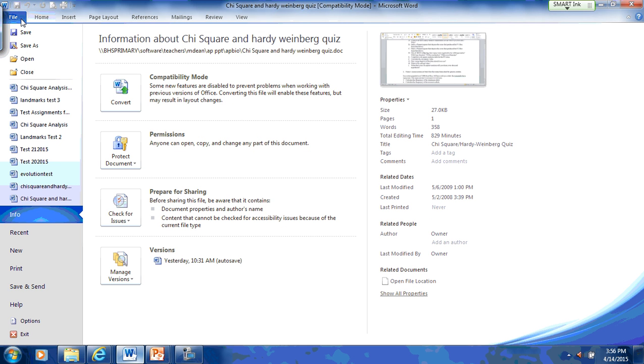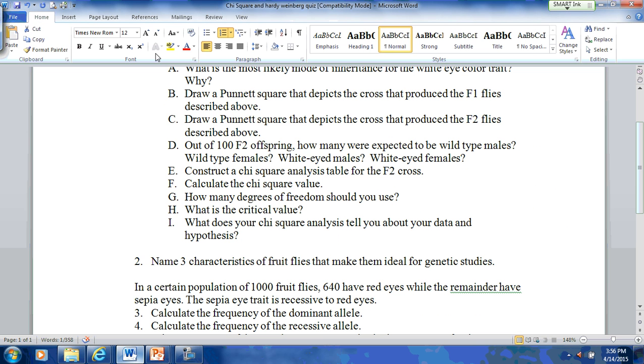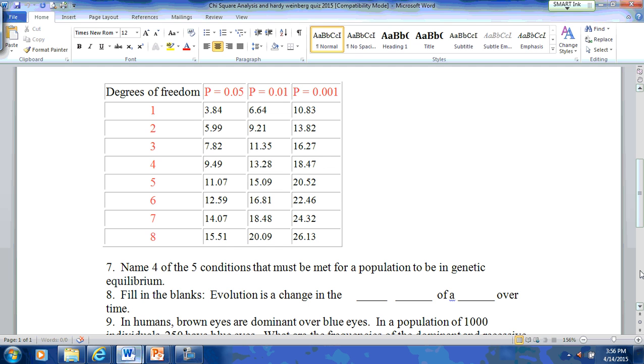All right, when we're using the chart, what probability level do we always use? 0.05. Yeah, 0.05. There it is. So we've got 1 degree of freedom and a 0.05 probability level. Our critical value is 3.84.